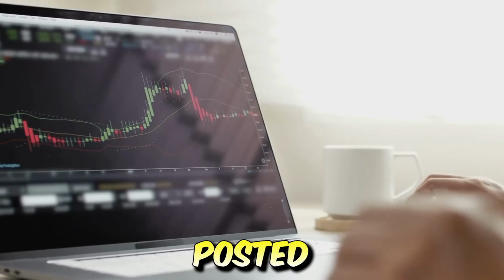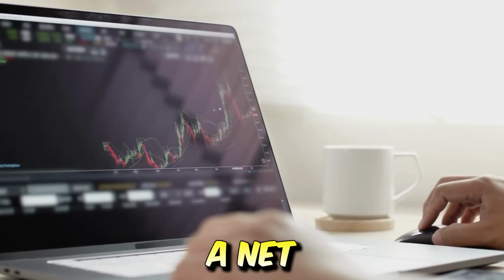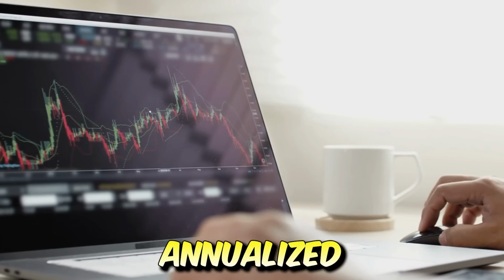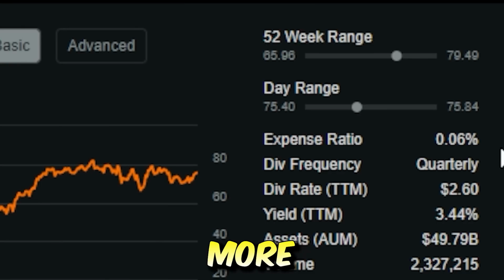SCHD posted an annual average return of around 11.71% on a net asset value basis, while the Dow Jones US Dividend 100 achieved an annualized return of a tiny bit more at 11.81%. But a few more very important facts before we move on any further.